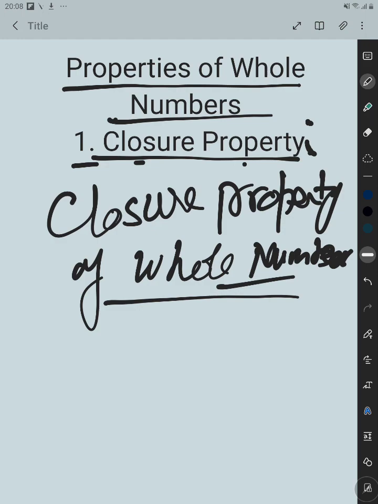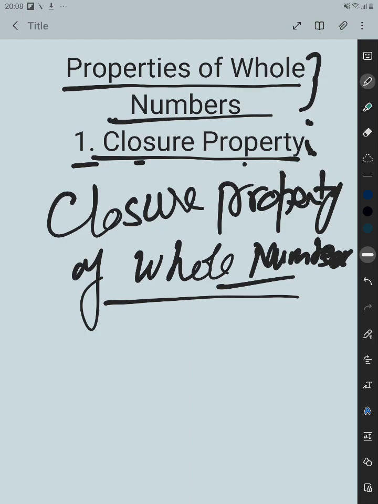Closure property means if you are applying any operation, meaning addition, subtraction, multiplication and division, on whole numbers. Here we are talking about whole numbers only. Later we will talk about natural numbers, and we may talk about other numbers. Real numbers are there, but here we are talking about whole numbers.